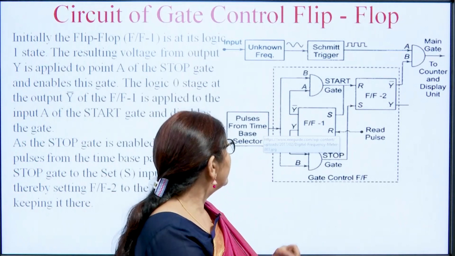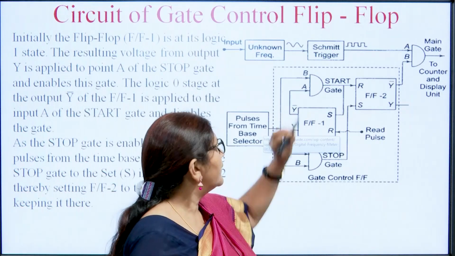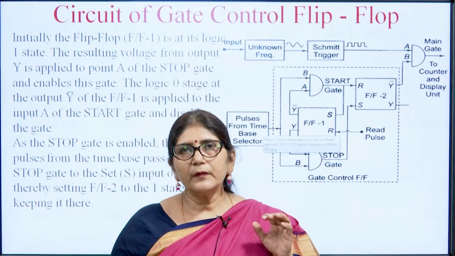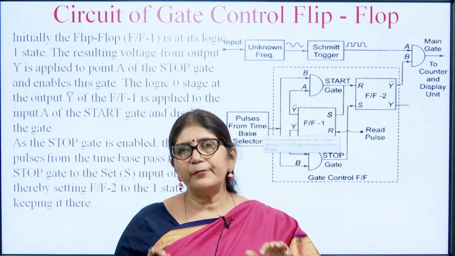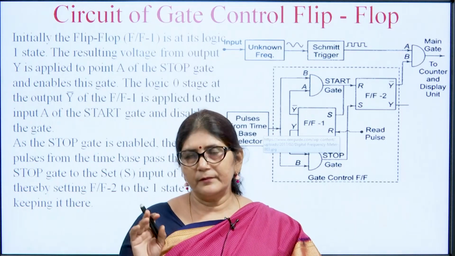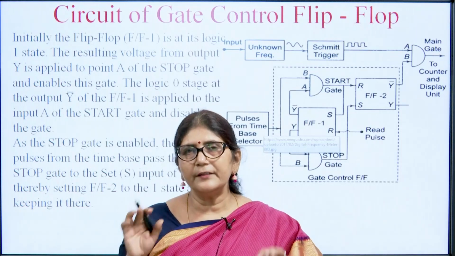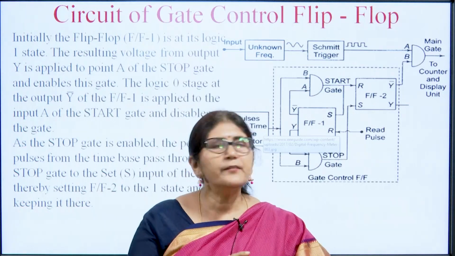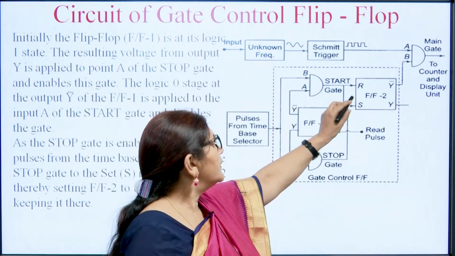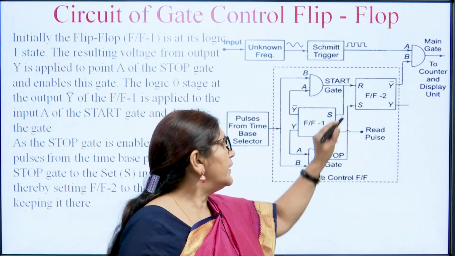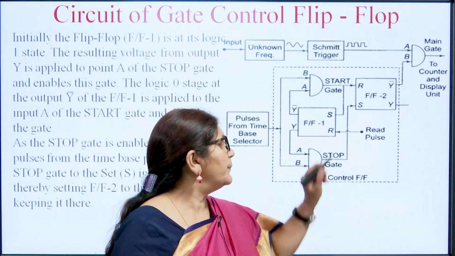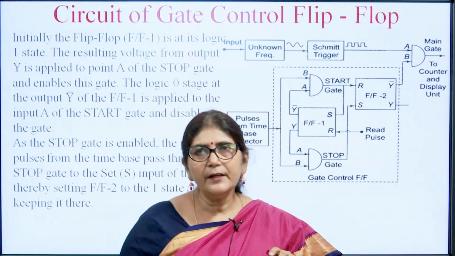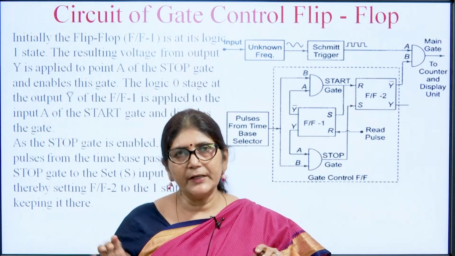When Y bar is high, it starts the gate. Y bar of flip flop 1 is applied to input A of the start gate, and the start gate starts functioning, since its input is high. It will reset flip flop 2. When flip flop 2 is reset, its Y bar is high and it will enable the main gate.